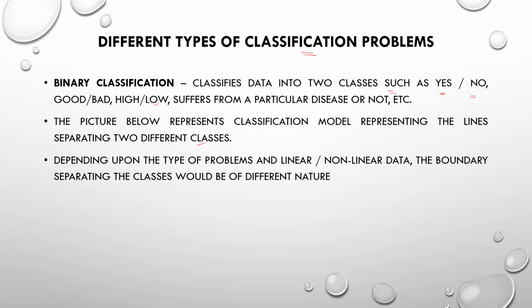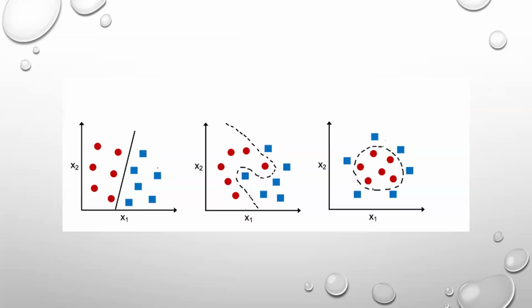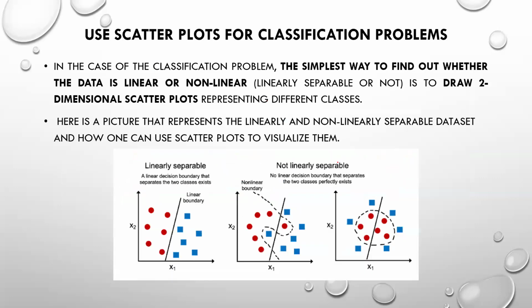Depending upon the type of problem, maybe you have linear data or non-linear data, whatever it may be, we are going to separate the classes, but it will be of different nature. This you can say is linear data, where we have a straight line dividing it into two different categories. This we can't say is linear data. Why? Because it is something different, and this is also not linear data.